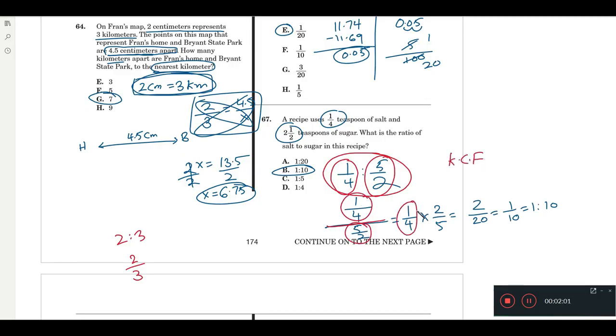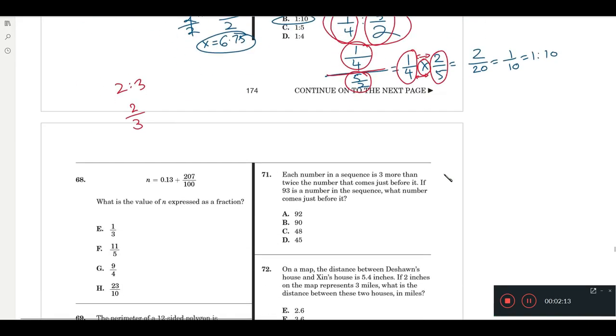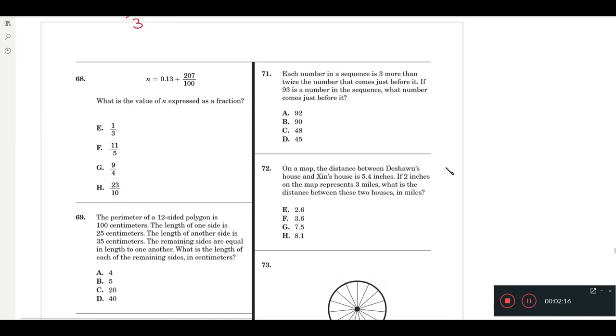We keep the first fraction, we change the division to multiplication, and we flip the second fraction. And then we get what? 2 over 20 if we multiply, right? And then simplify to 1 over 10. Clear? All right, now let's go to number 68.